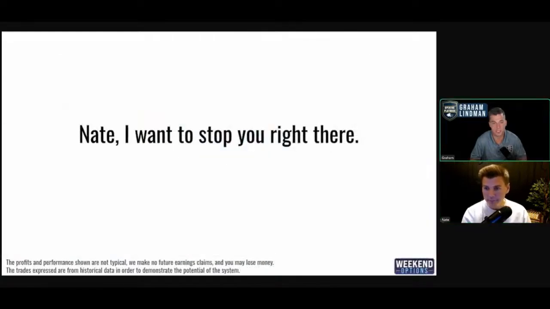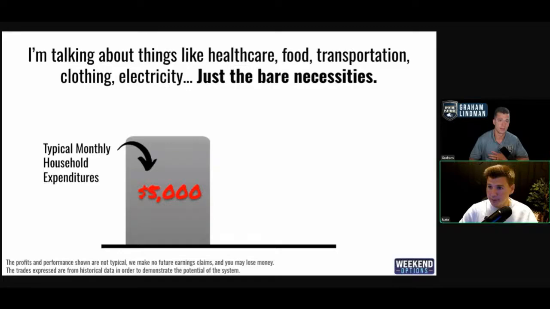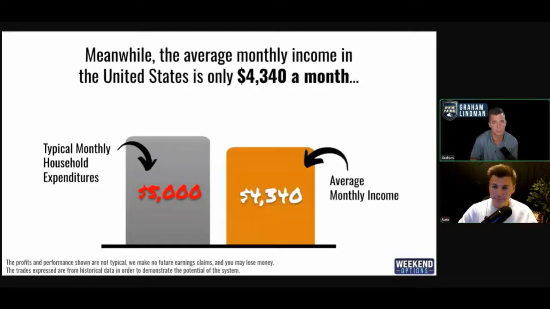Nate, let me just pause you again real quick. Showed us a couple more awesome trades. Now, the average household, to go back on this, $5,000 a month in expenses. And I think that's a pretty good, I know my household is slightly over that amount. Slightly. I wish my house was $5,000. Yeah. Now, I'm talking about things like healthcare, food, transportation, clothing, electricity, just the bare necessities.